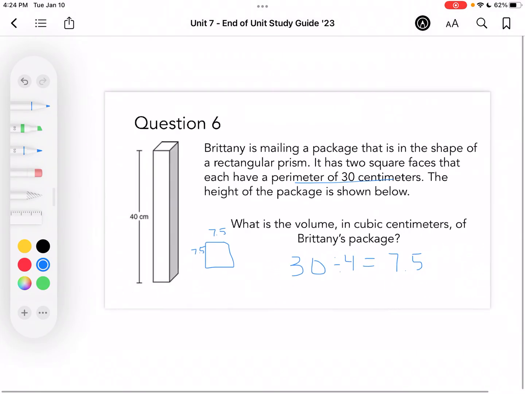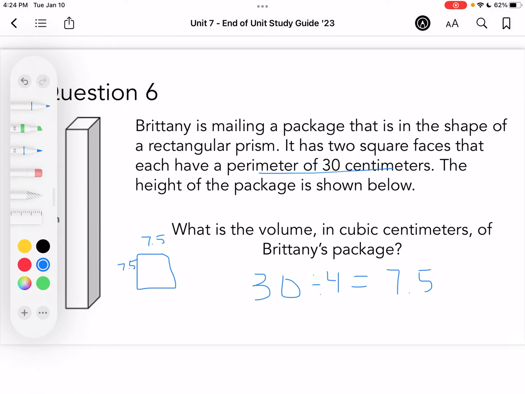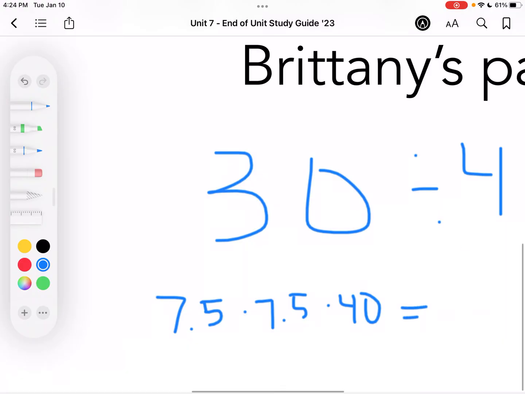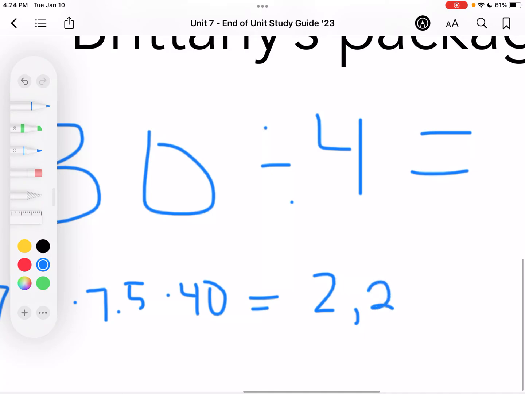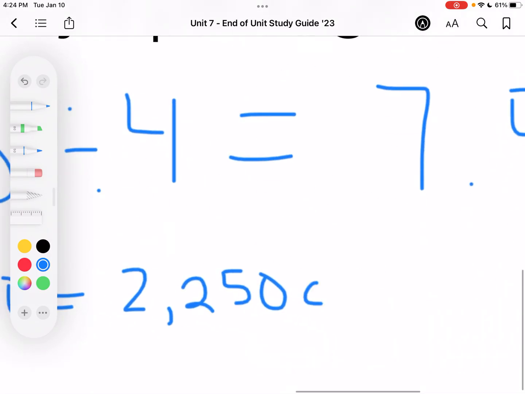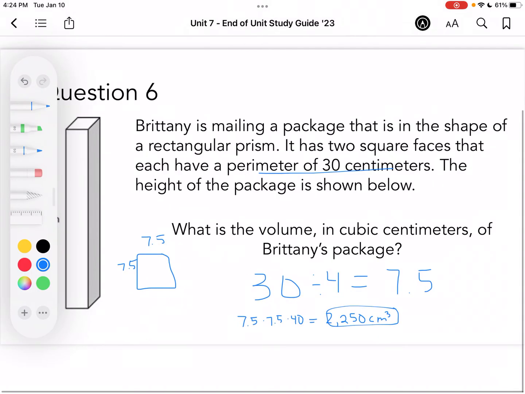And then the height is 40. So to find the volume, I'm going to do 7.5 times 7.5 times 40. And I get 2,250, and then my units is centimeters cubed, because volume is always cubic units.